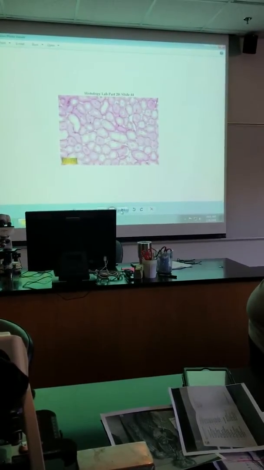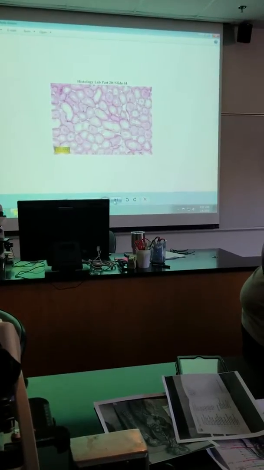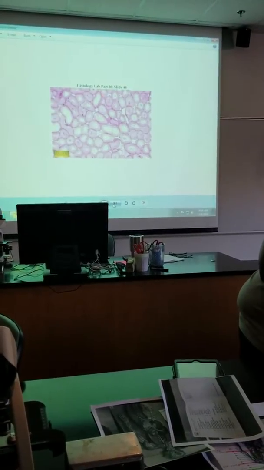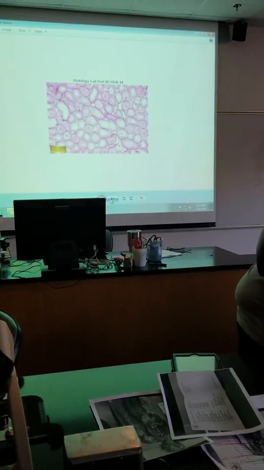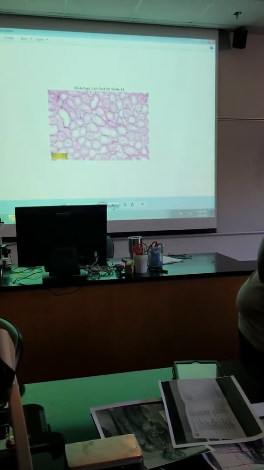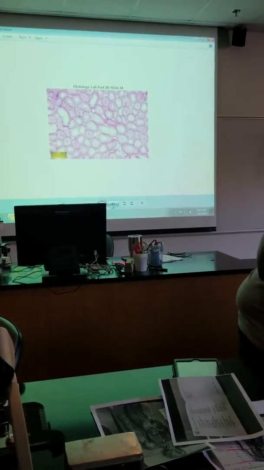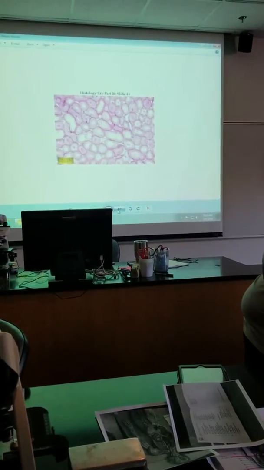What's this? That's the testes. Those are the seminiferous tubes. That's what those are. So that's what distinguishes this one. You've got those, looks like cuboidal epithelia, right? But those are tubules there, which is what the testes is made out of.